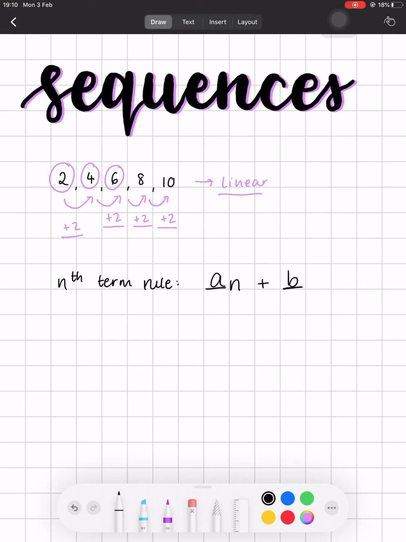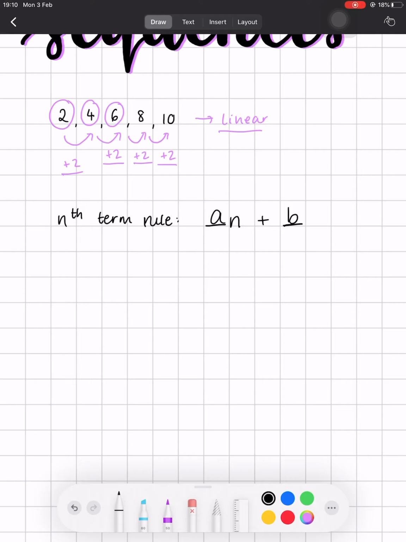So let's take this example that we had before: 2, 4, 6, 8, 10. And we said that from each one to the next, we add 2. And whenever your difference, which is called the primary difference, you could call it the first difference, whenever your first difference is the same, it will be a linear sequence. So if it's the same, you would say it's a linear sequence.